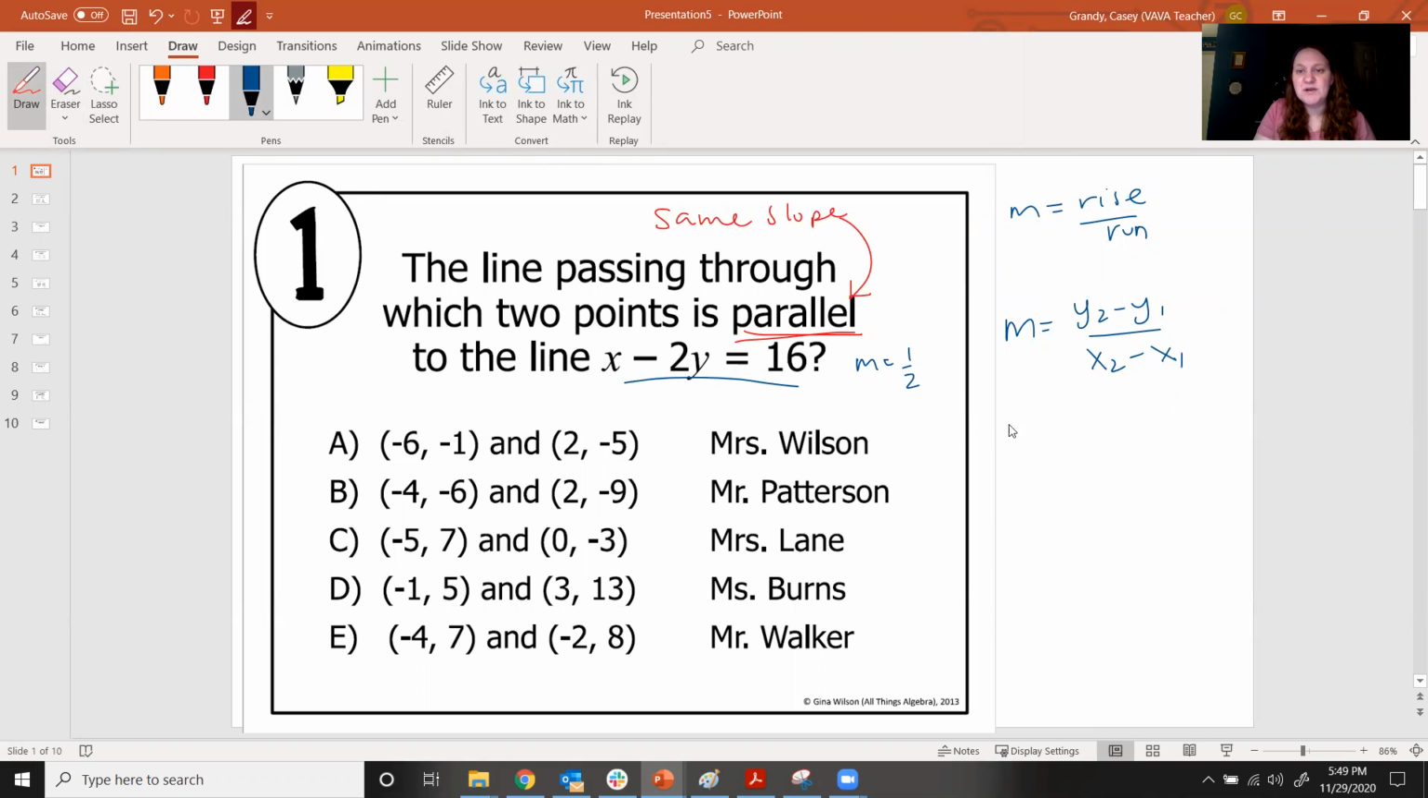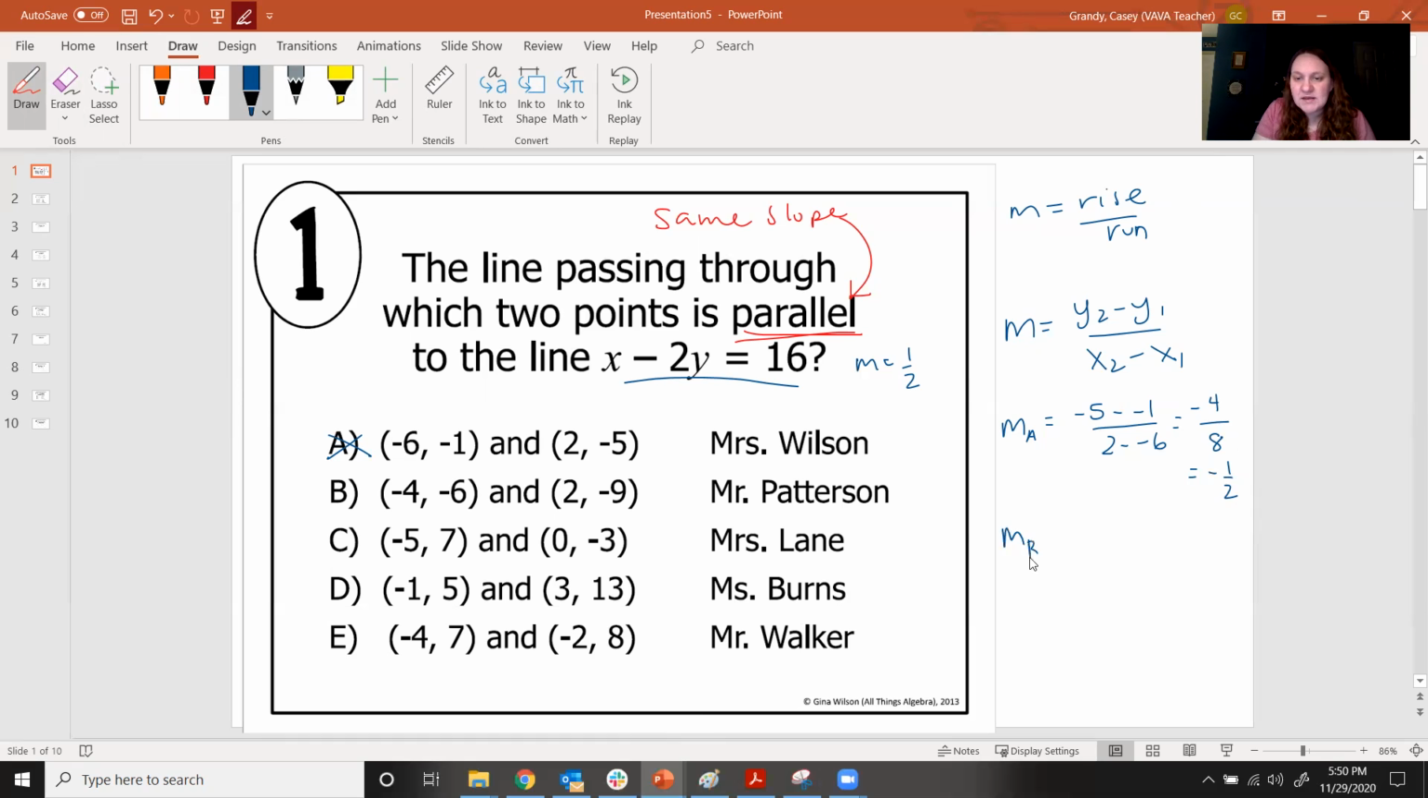I'm going to calculate the slope for each one. So I'm going to call this the slope for point A. So this will be negative 5 minus negative 1 over 2 minus negative 6. Negative 5 minus negative 1 is the same as negative 5 plus 1, which is negative 4. 2 minus negative 6 is the same as 2 plus 6, that's 8. And you always want to reduce the fraction. Negative 4 over 8 is negative 1/2. You can use a calculator to do that, or you can do it by hand, whatever works best for you. We're looking for a slope of a positive 1/2. This is negative 1/2. So the answer is not A.